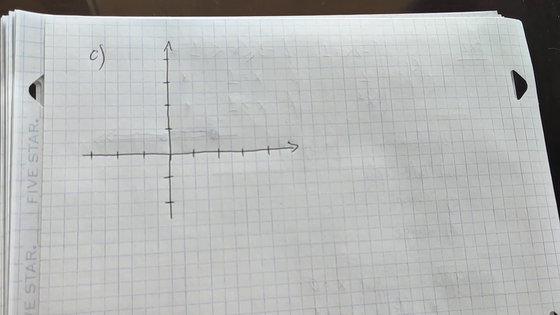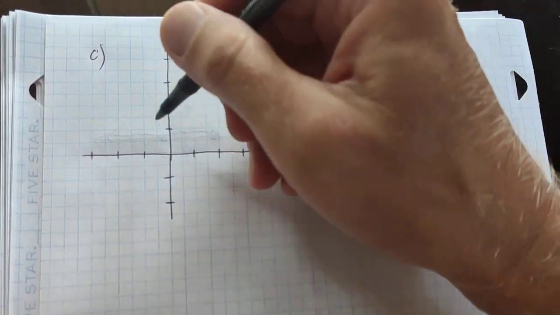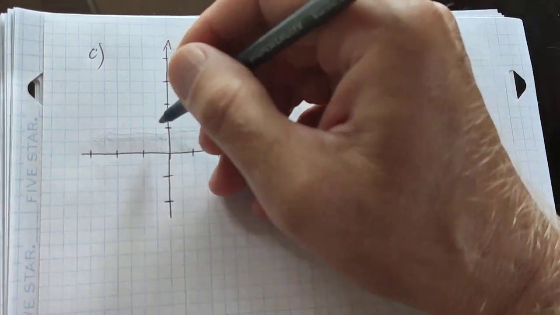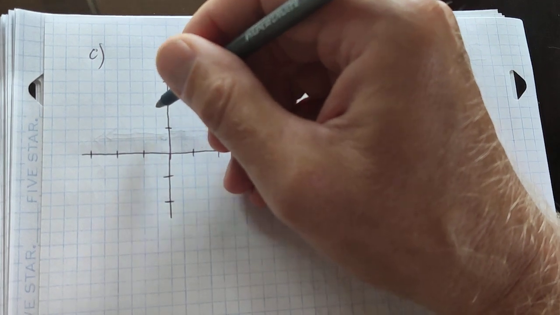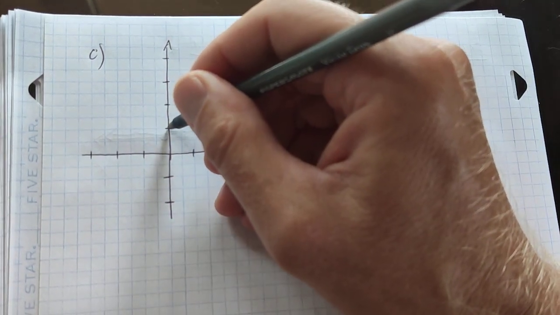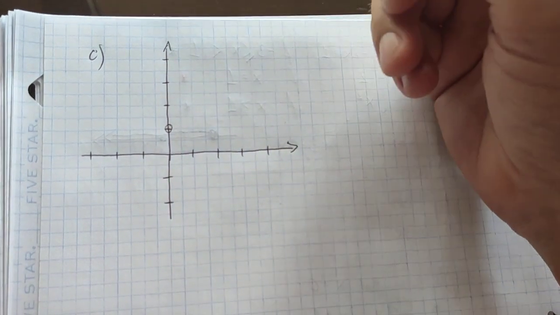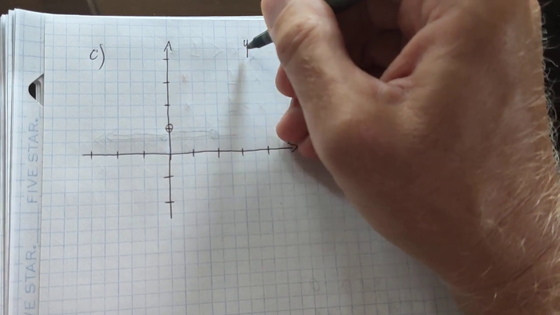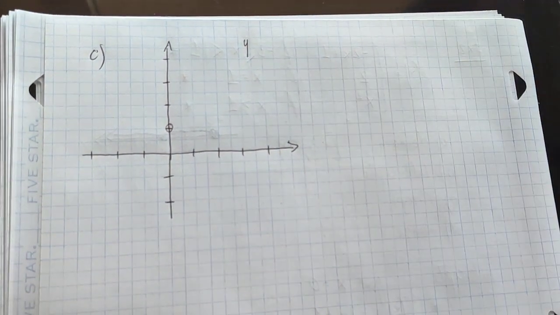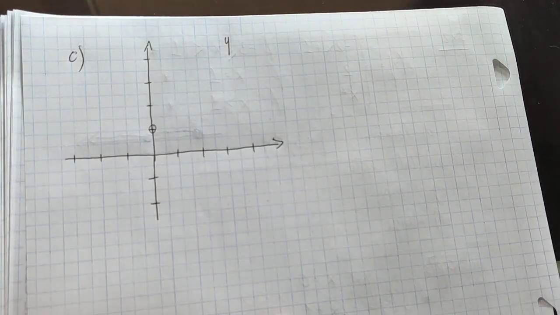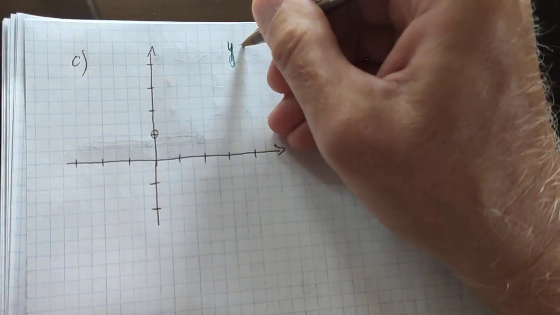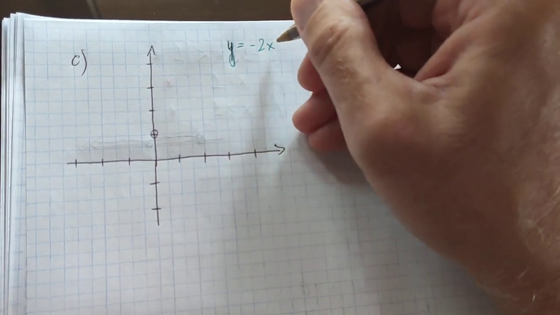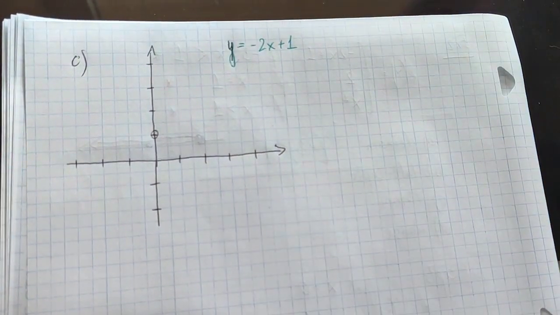Okay, so the first function is negative 2x plus 1. Again, I'm going to do everything very lightly. So it crosses the y-axis right there, and then it's a negative slope. Let's use those colors. What colors did I use here? So green for the first one. Okay, so y equals negative 2x plus 1.